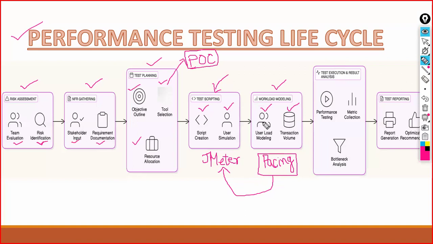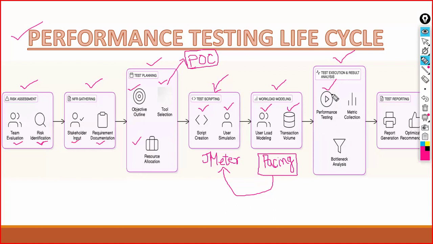And once the workload modeling part is done, then we'll jump into the next stage, that is the test execution and result analysis stage. Here in this particular stage, we are going to do the different types of performance test executions, like load test, stress test, spike test, endurance test, right? So volume test. There are a lot of tests that we can do in this particular stage.